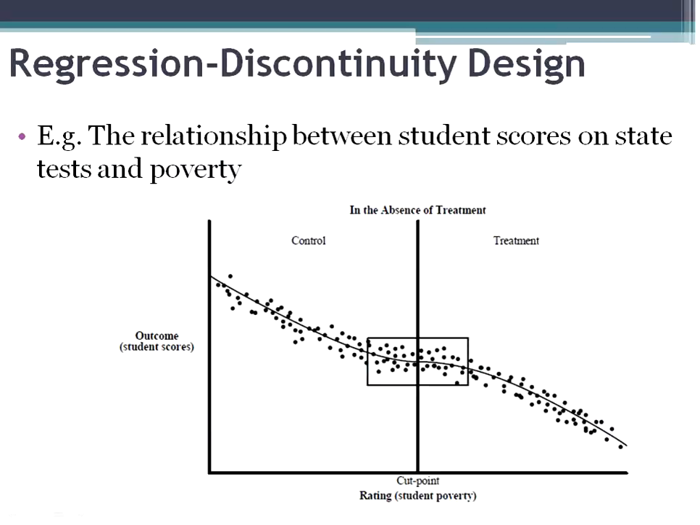Now, maybe we're interested in looking at the relationship between student scores on state tests and poverty. So one thing that we know about the relationship between poverty and standardized test scores, especially in education, is that there's a pretty negative relationship between student scores and poverty. That is to say that as poverty increases, then student test scores tend to decrease. Okay.